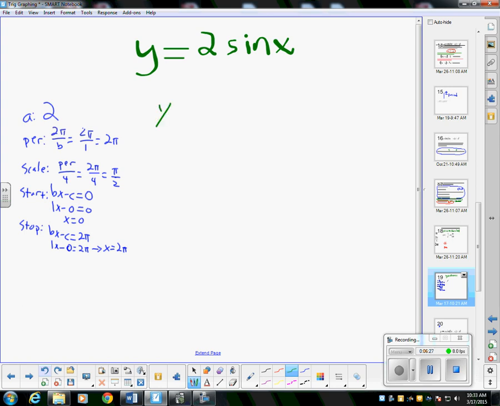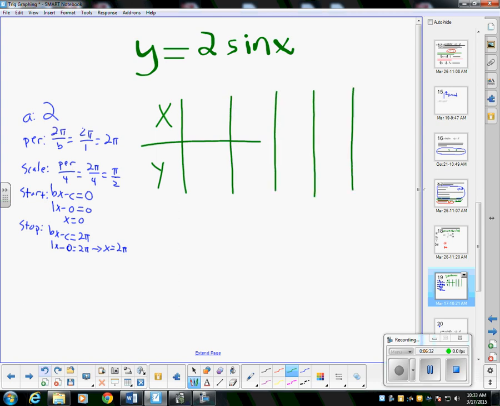But the way I do this is I do x, and then y, and there are 5 key points. So I make, let's see, 1, 2, 3, 4, 5. I just make a table like that, and the top of each column is going to be the x, the bottom is going to be the y. Now, like I said, the x's theoretically can be any number, but we don't want them to be. We want them to be strategic.